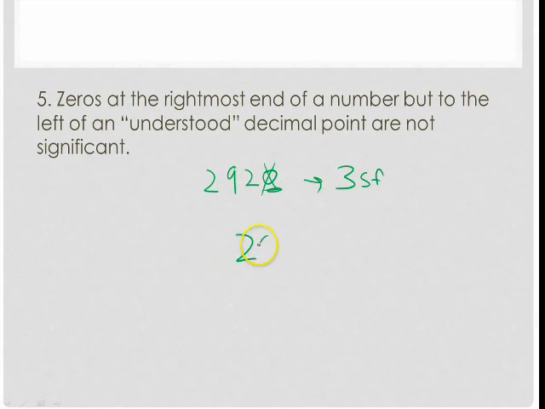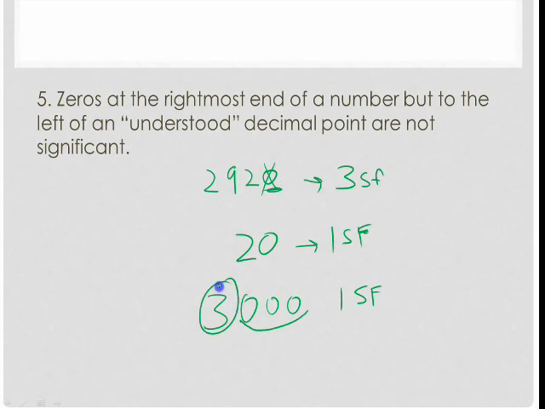Another example, the number 20, there's only 1 significant digit or figure. That also just has 1 significant figure. The understood decimal place, these to the right of the number but to the left of the understood decimal point, just 1 sig fig. So it doesn't matter. We could have 5 billion, still just 1 sig fig.